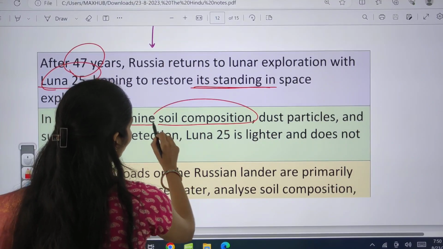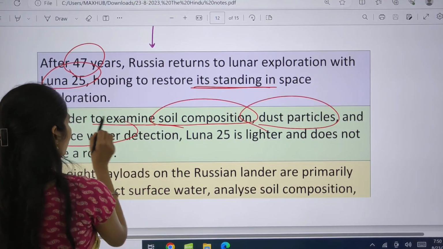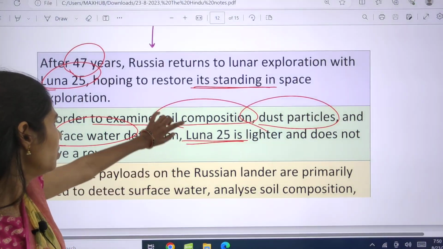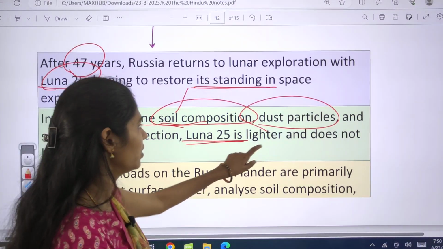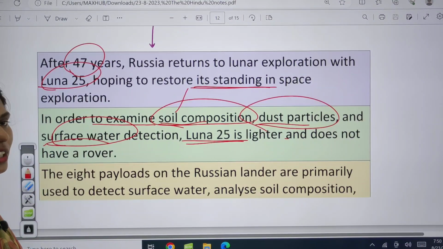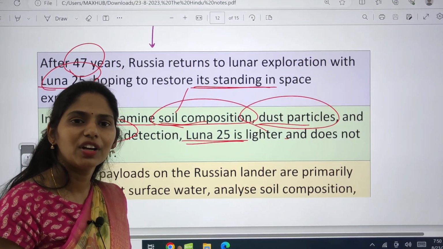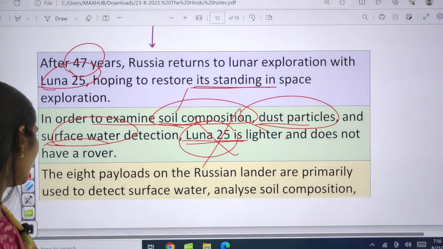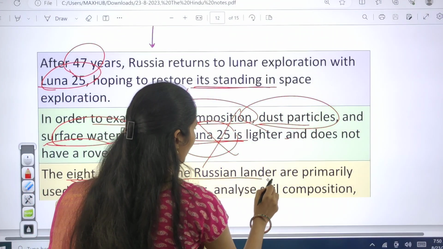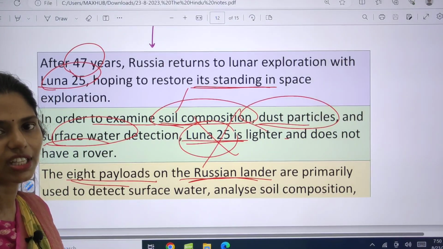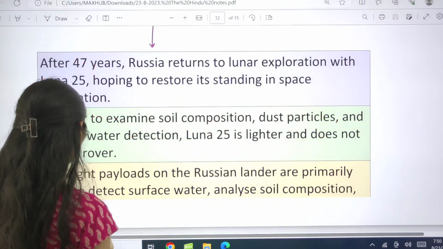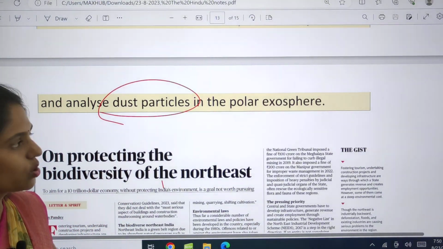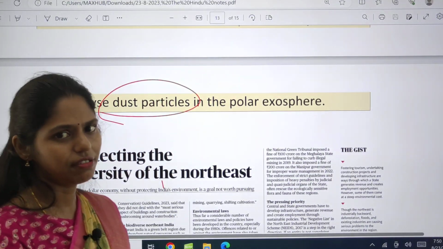In order to examine the soil composition, dust particles and surface water detection, Luna 25 is lighter and does not have a rover. The important aim of this mission is to examine the soil composition, and it also focuses on dust particles and surface water detection. The difference between Luna 25 and Chandrayaan 3 is that Chandrayaan 3 has a rover, but Luna 25 has no rover. It has 8 payloads on the Russian lander, and these payloads are useful for detecting surface water, analyzing soil composition, and analyzing the dust particles in the polar exosphere. These are some important highlights of Luna 25, but this is a failure mission.